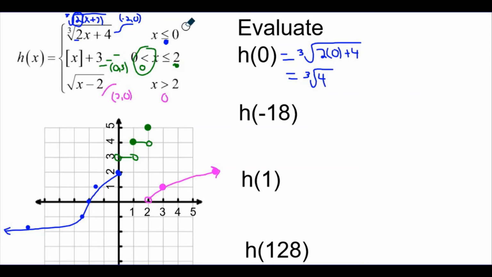So for the next one, h of negative 18, right? Negative 18 is very much less than 0. So again, it's going to go here because it's true in this function. So I'm now going to take the cube root of 2 times negative 18 plus 4. And then I need to evaluate that using GEMDAS. So one thing at a time, inside of the grouping symbol, I will have negative 36 plus 4. That will give me the cube root of negative 32.